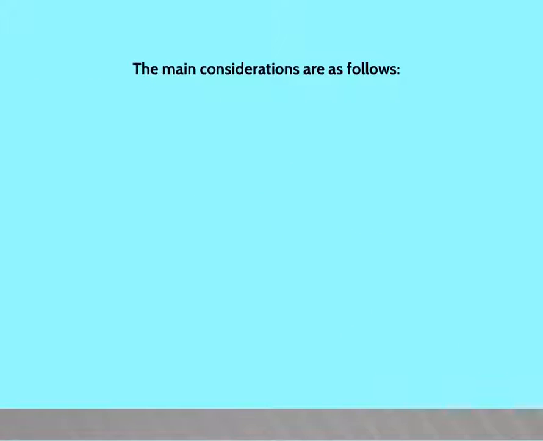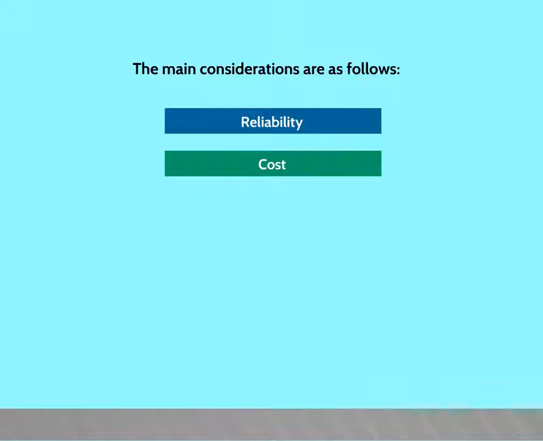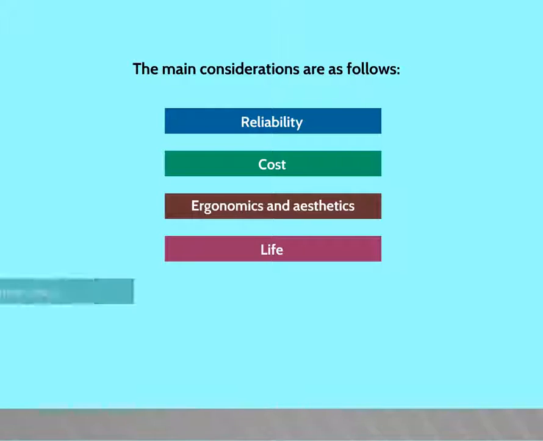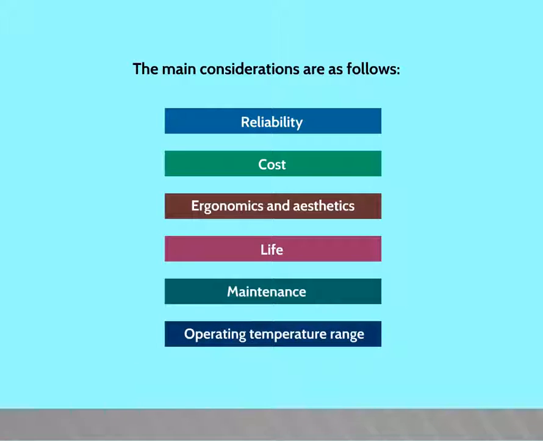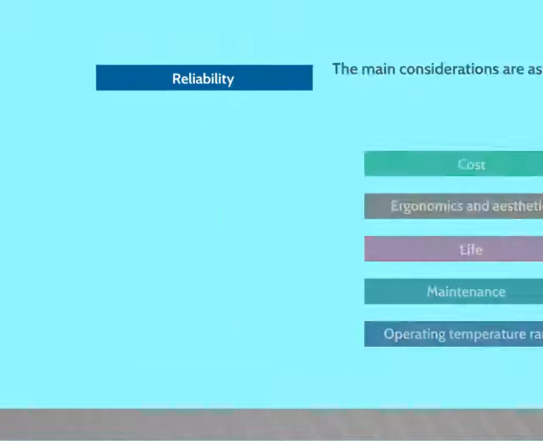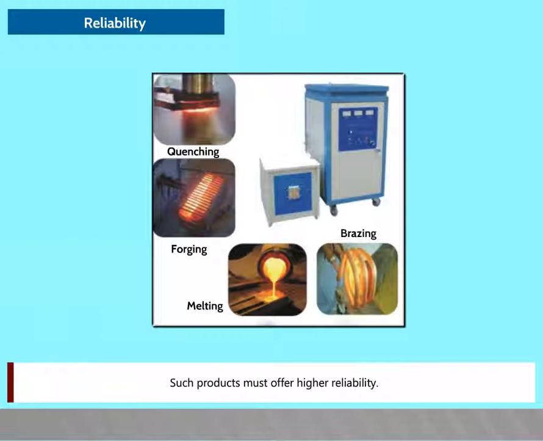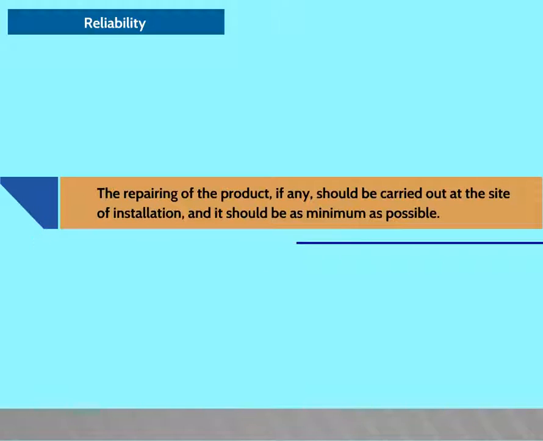The main considerations are as follows: reliability, cost, ergonomics and aesthetics, life, maintenance, operating temperature range. Reliability. Such products must offer high reliability. The repairing of the product, if any, should be carried out at the site of installation, and it should be as minimum as possible.